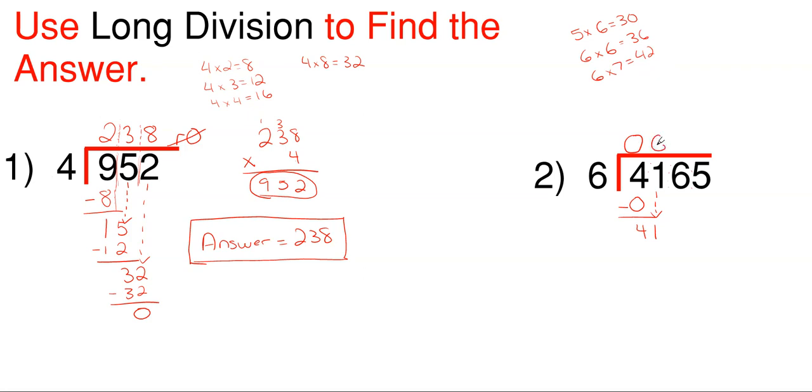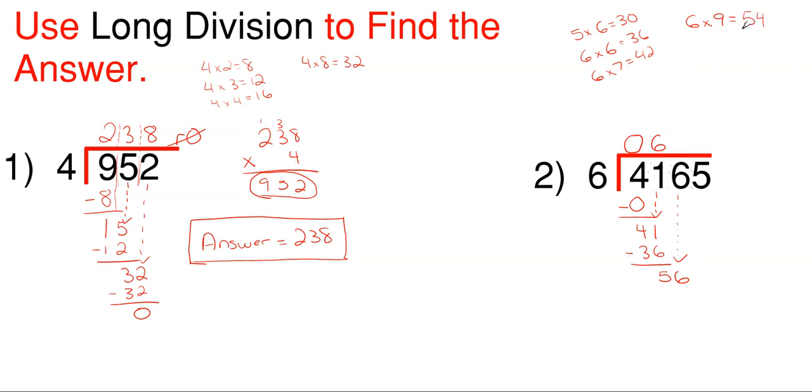So we're going to put our 6 up here above the 1, which was dropped. So 6 times 6 gives me 36. And then I'm going to subtract 36 from 41. And that gives me a total of 5. And then I'm going to drop my next number down, which is my 6. So instead of 5, now I have 56. Well, how many times does 6 go into 56? Well, 6 times 9 gives me 54.